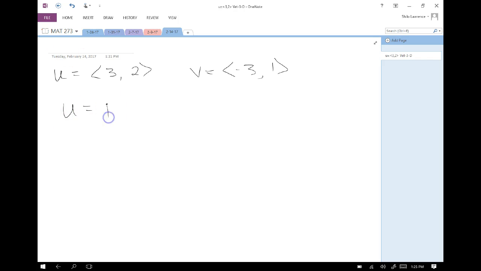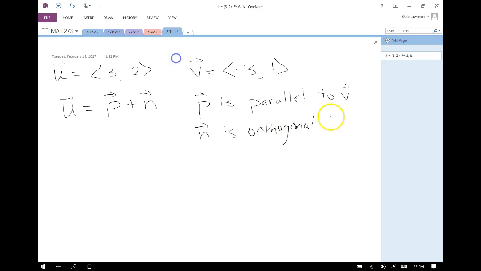We want U equal to P plus N, where P is parallel to V, and N is orthogonal to V. So the parallel piece is the projection of U onto V. This is going to be P.